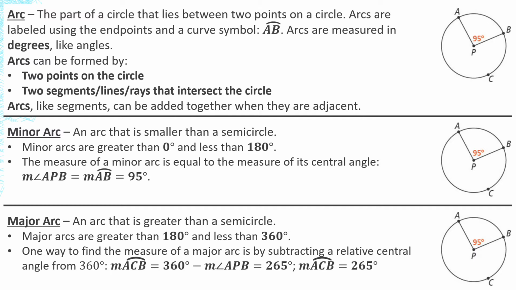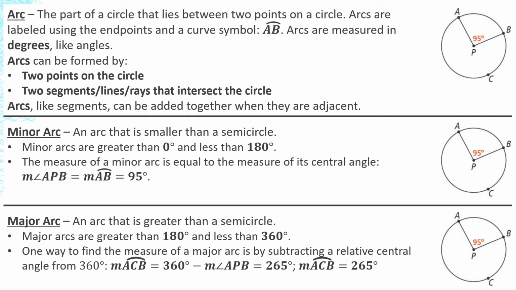Another way to tell them apart is through the names. Minor arcs use 2 letters, major arcs use 3 letters. Why is this? Well, if minor and major arcs were named the same way, how could you tell the difference? If I say arc measure AB, am I talking about AB like this, or AB the other way around? So we can't have the same naming method for both. It would cause confusion.